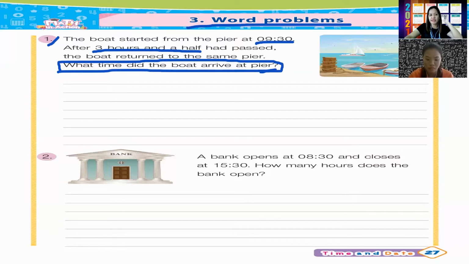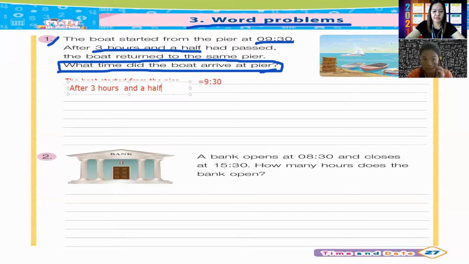Okay, so let us try to write the important things here. So the boat, wow, this is hard. Started from the pier. What time is that? It's 9:30. Yes, 9:30, everyone. And then after how many hours? Oh, 3 hours and a half.